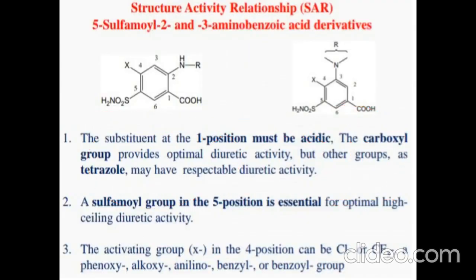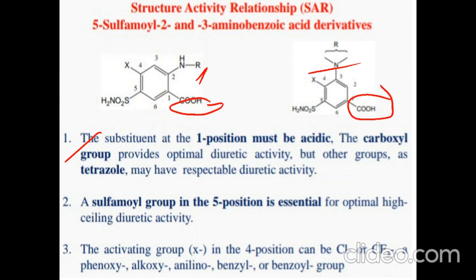Now the next part is the structure activity relationship, the SAR, for these site 2 diuretics, generally the 5-sulfamyl 2 or 3 amino benzoic acid derivatives. In some structures, the amine group is present at the second position, and in some, at the third position. So the first point in the SAR is that at the first position there must be a COOH group, that is the carboxylic acid.